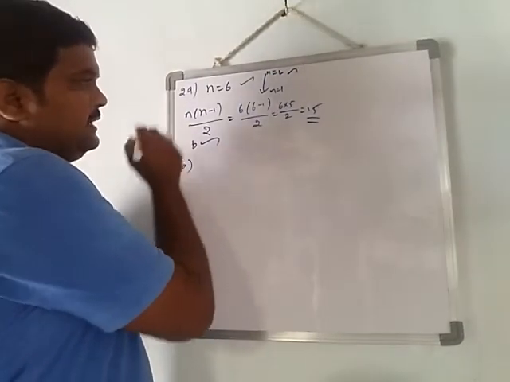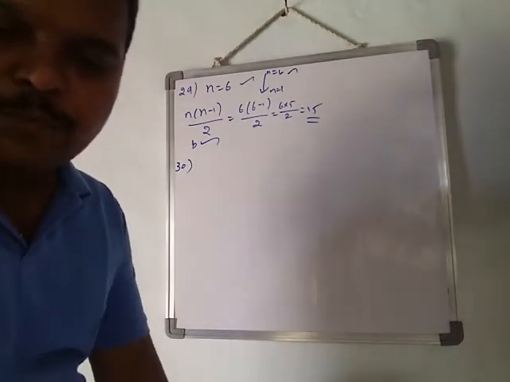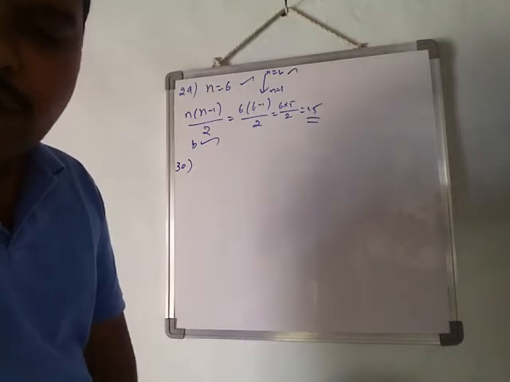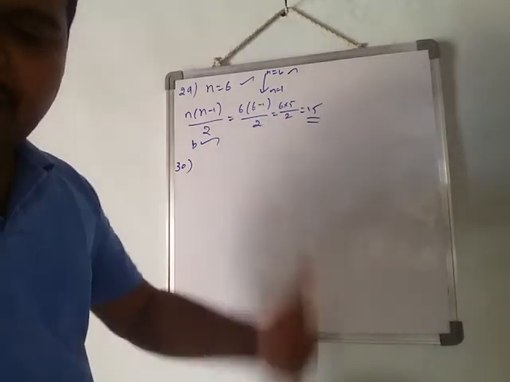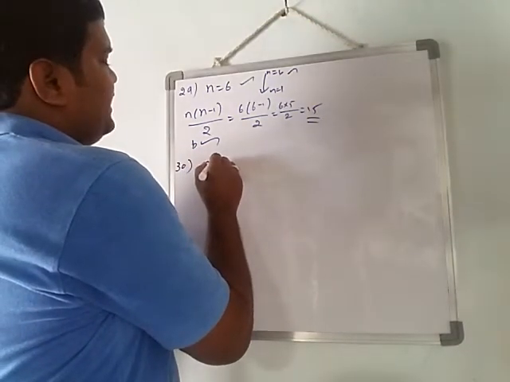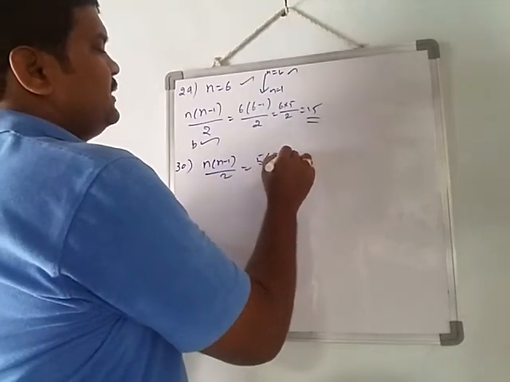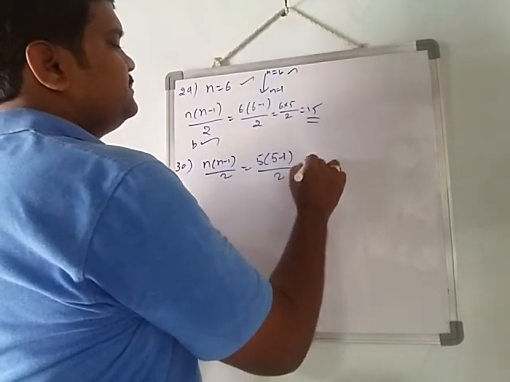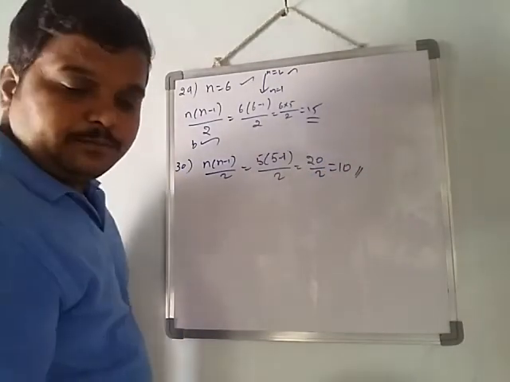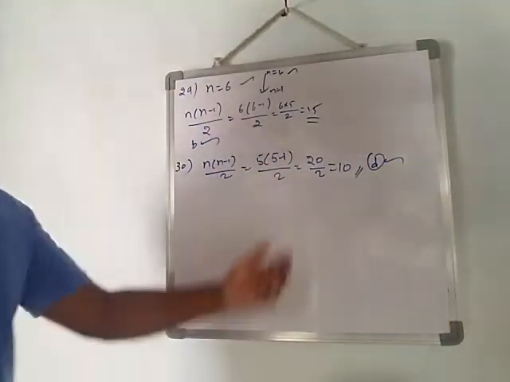Next question number 30. What is the maximum number of emission lines obtained when the excited electron of hydrogen atom in 5th orbit drops to ground state? That is also the same formula, n(n minus 1) by 2, that is 5(5 minus 1) by 2, that is 20 by 2, that is 10 lines. So option D is correct. So simple formula, directly you have to substitute that one.